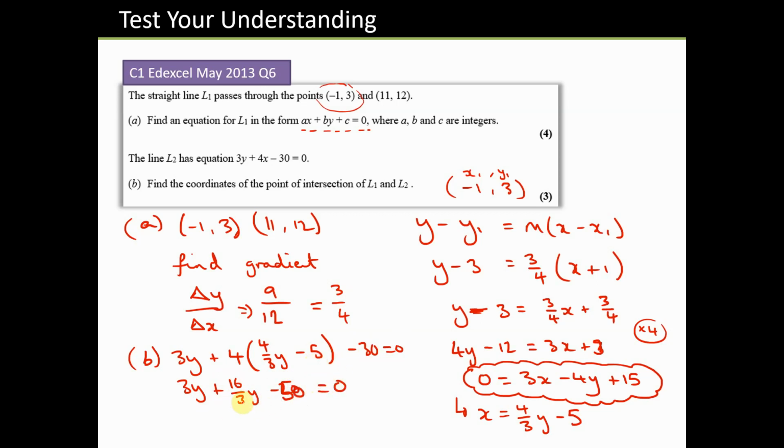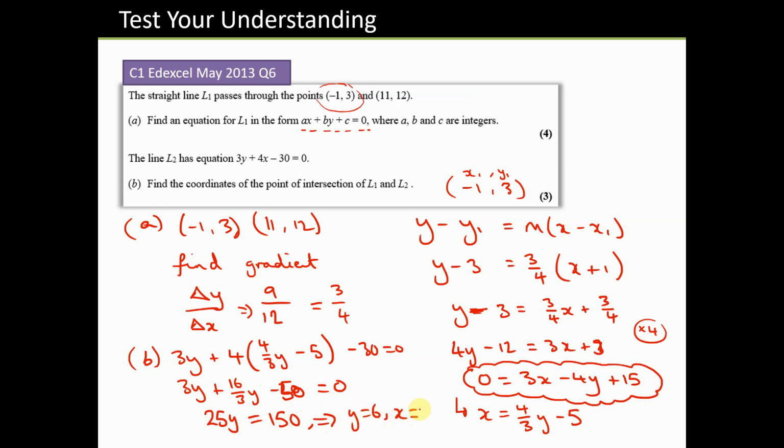I'm going to times this all by 3 just to get rid of my fraction, and at the same time I'm going to move these together. So timesing this by 3 would be 16 and 9, so that's 25y. And this would be minus 150. I'm going to move that to the other side of my equation in one go. So 150 divided by 25, that would be 6. So y equals 6.